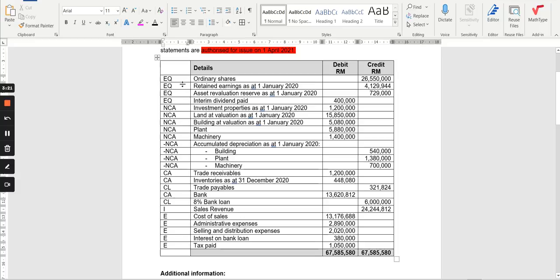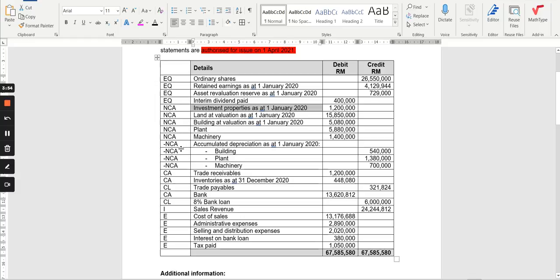The ordinary shares, retained earnings, asset revaluation reserve, and the interim dividends, these are equity that will appear in the statement of changes in equity. The non-current assets here, you can see that all the assets, the PPE, and also the IP, are non-current assets, but the IP is under MFRS 140. Be careful with that in case you confuse it with an item of PPE.